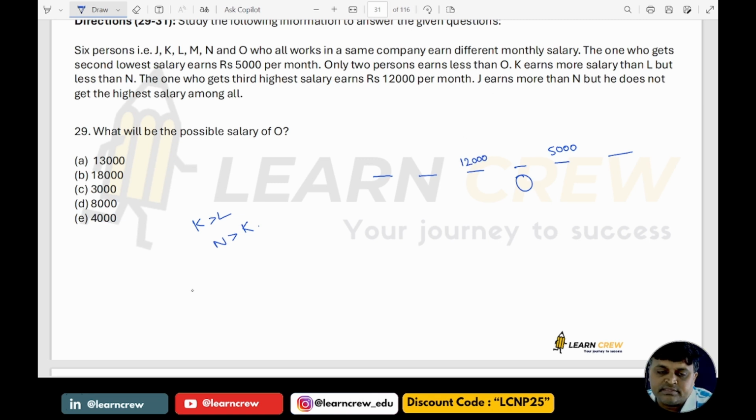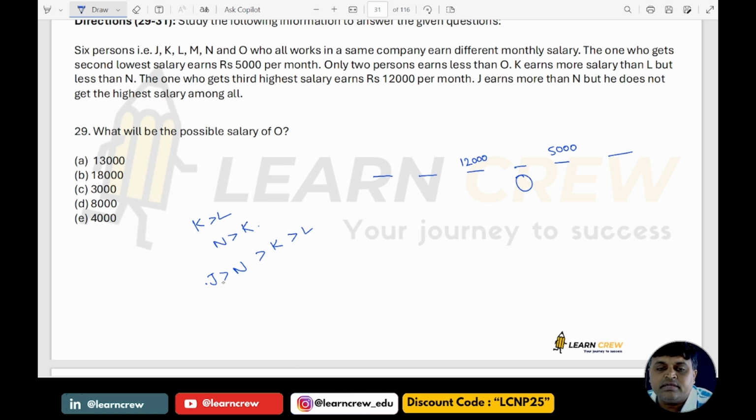J earns more than N, but he does not get the highest salary among all. J is greater than N. N is greater than K. K is greater than L. What is given? Only 2 persons earn less than O. So O is fixed.